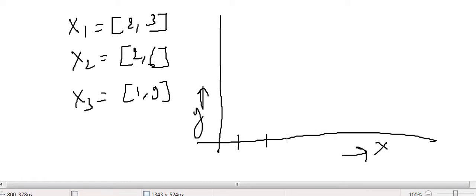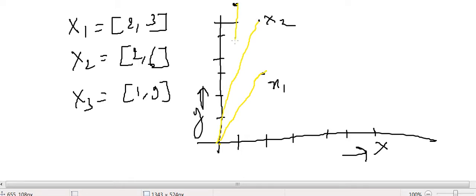So 2 comma 3 means this. You can say this is our x1 vector, 2 comma 3. Another is 2 comma 6, this is our x2 vector, and the third is 1 comma 9, which is about here. Let's draw from 0. You can see the first one x1, the second one x2, and the third one x3.